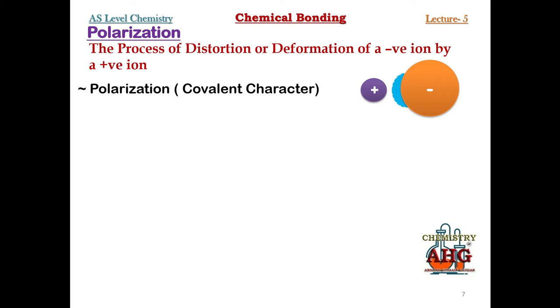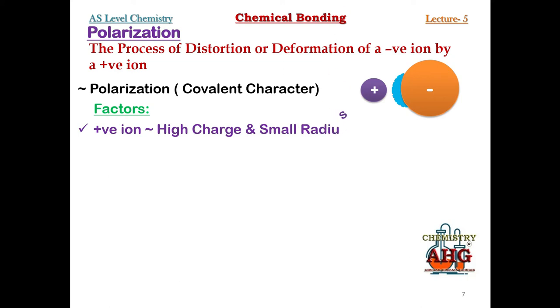For that purpose, you will have to remember the factors. Remember, polarization depends on polarizing power of positive ion and it depends on polarizability of negative ion. So what are the factors to decide polarization? Which positive ion suits us for polarization? A positive ion that is highly charged and small in radius. If you have been given two or three ions, comparatively you will look at which positive ion is highly charged and which positive ion is smallest in radius. That positive ion would have maximum polarizing power. It can cause polarization to a greater extent.